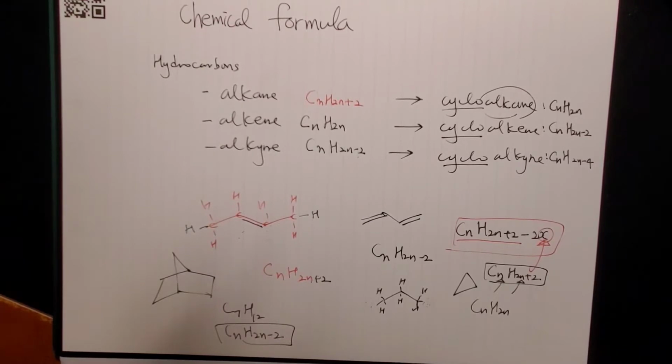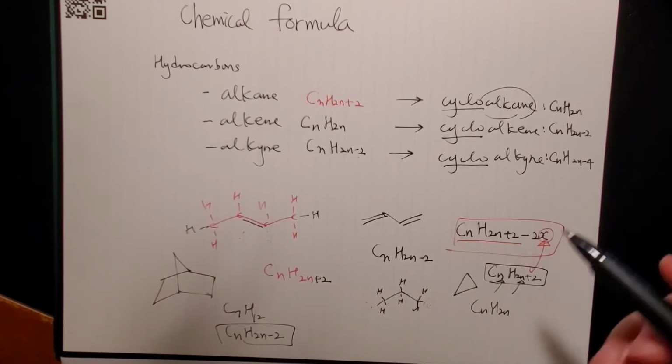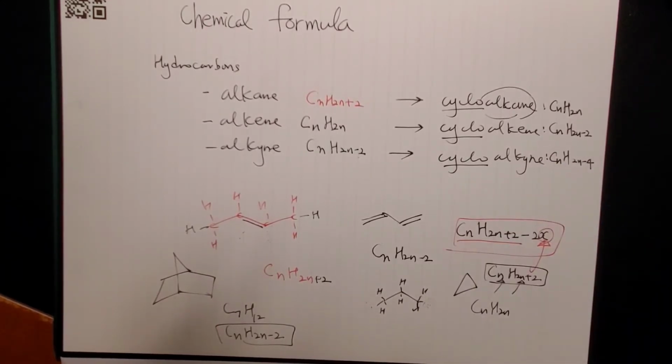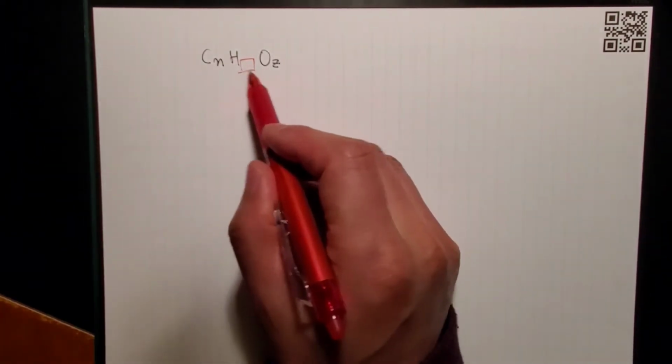So please don't get confused with the statement on the question. When they say alkene, they don't necessarily mean the alkene with one double bond. Also, when they say cycloalkane, they don't mean the cyclohexane type of one-ring alkane. It could be multi-ring structures. Okay, so when you have oxygen in the formula, what happens to the number of hydrogens?